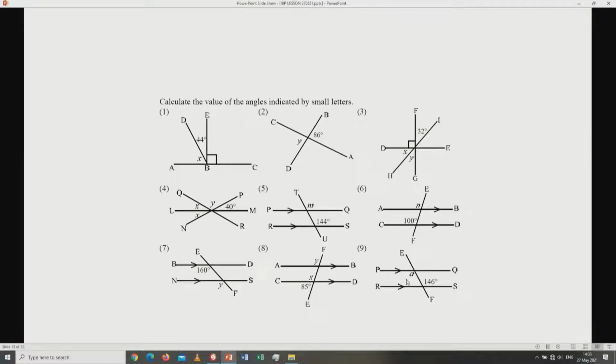Are these lines parallel? Yes. Is this a transversal? Yes. Are the angles on either side of the transversal? Yes. Alternating angles. What about them? They are equal. So that should basically be the approach. Okay.